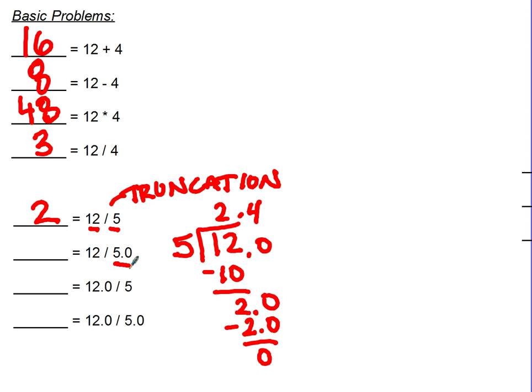As soon as you introduce a decimal point, whether it be on the left side or the right side or both sides, as soon as there's a decimal point, then you get a decimal answer. So you want to be very careful and look at the data types that are being used in a problem when you're evaluating.